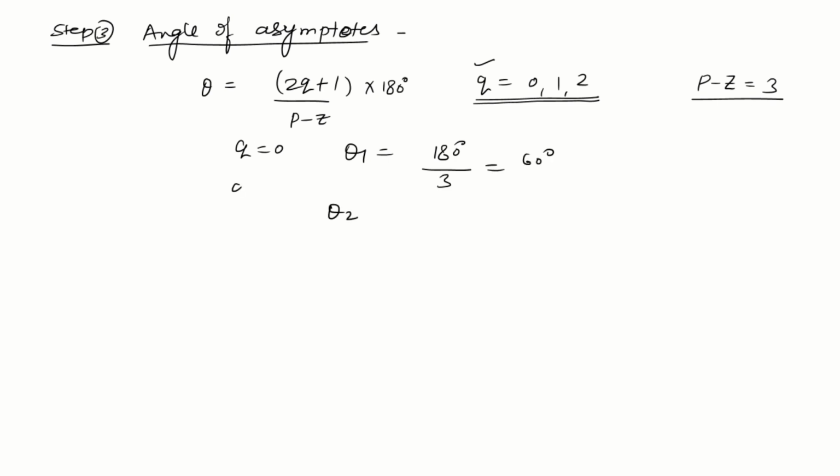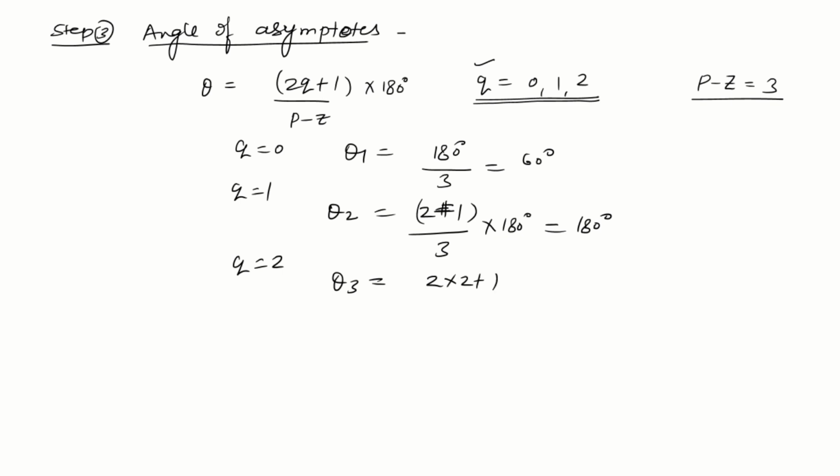Theta 2, for q equals 1, is (2 plus 1) divided by (p minus z), which is 3, multiplied by 180 degree, so this will be 180. And theta 3, for q equals 2, is (2 into 2 plus 1) divided by 3 into 180 degree. So this comes out to be 300 degree, or you can say minus 60 degree. So these are the 3 angles of asymptotes for this question.